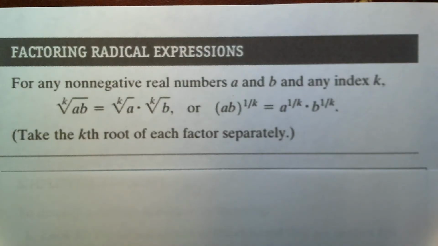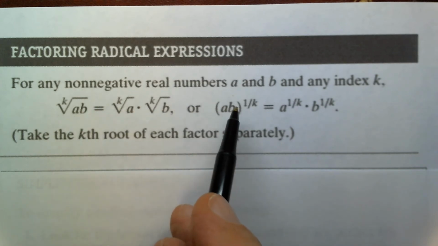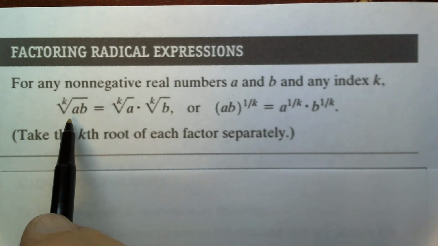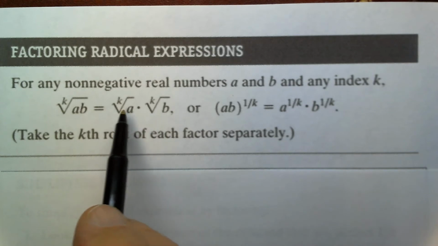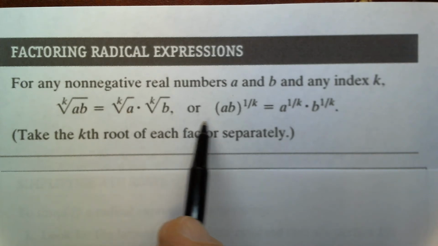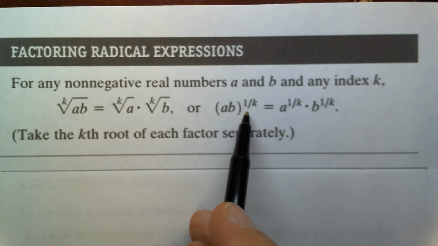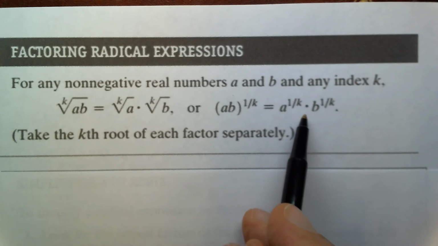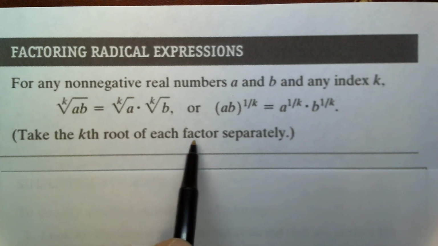We can also factor radical expressions, and so here we have the rule: for any non-negative real numbers a and b, and any index k, the kth root of ab, the kth root of the product, is the product of the kth root of a times the kth root of b. Or in exponential notation, ab to the 1/kth power is equal to a to the 1/kth times b to the 1/kth. That's simply the product rule for exponents. So in other words, you take the kth root of each factor separately.